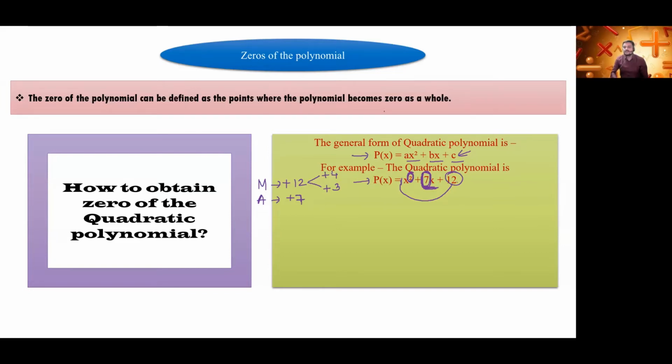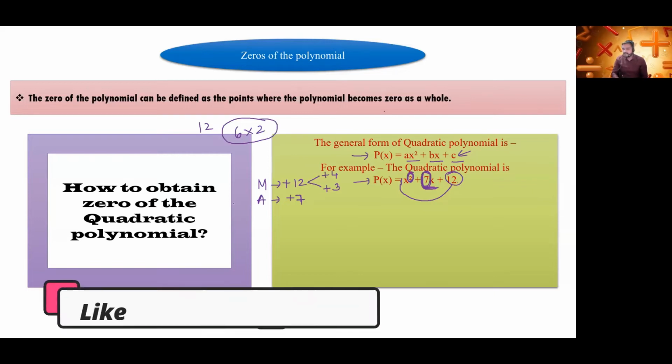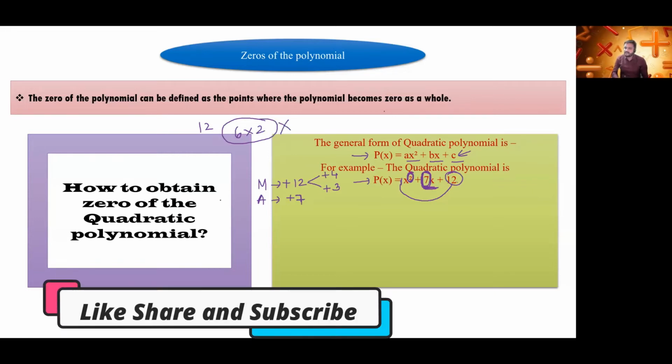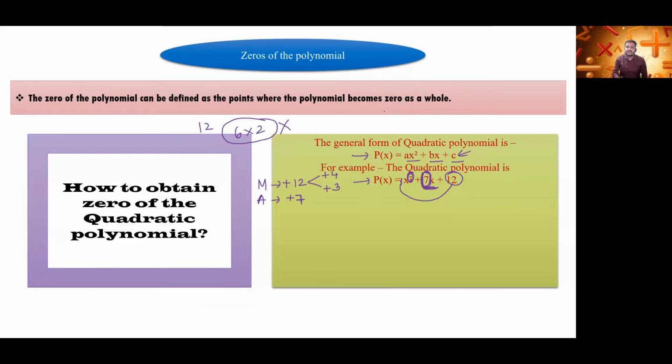See, now here, first of all, we know that 6 and 2 also make 12, but can we make 7 from 6 and 2? So we will not use these factors. Besides that, 3 and 4 also make 12, and from 3 and 4 we can also make 7. So we are going to use these factors. So 4 and 3, now we want +7, so we will take +4 and +3 here.